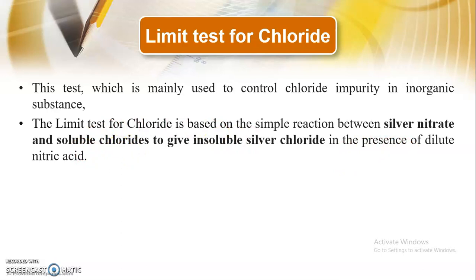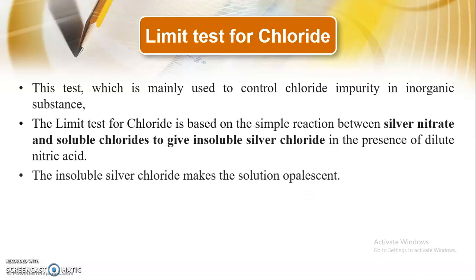The limit test for chloride is based upon the simple reaction between silver nitrate and soluble chlorides to give insoluble silver chloride in the presence of dilute nitric acid. The insoluble silver chloride makes the solution opalescent. Opalescent means turbidity is produced in our sample solution. Very small solid particles are formed from the soluble chlorides because AgCl is insoluble, and these particles are suspended in our solvent.